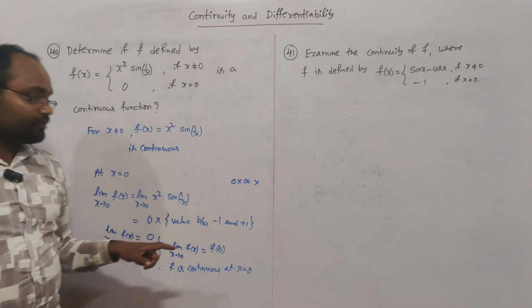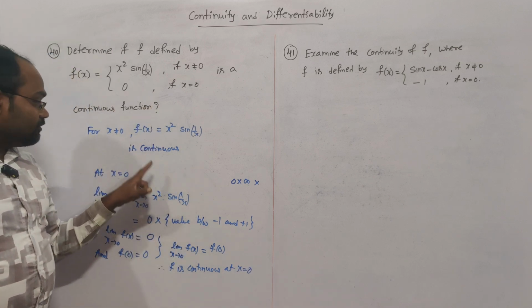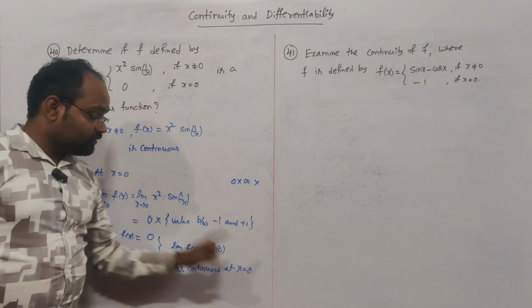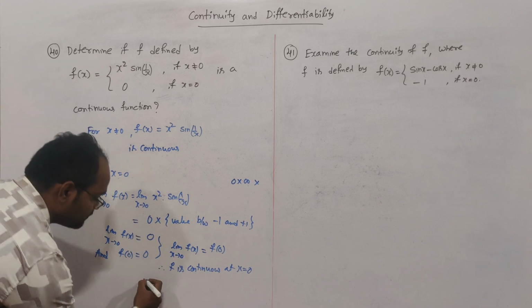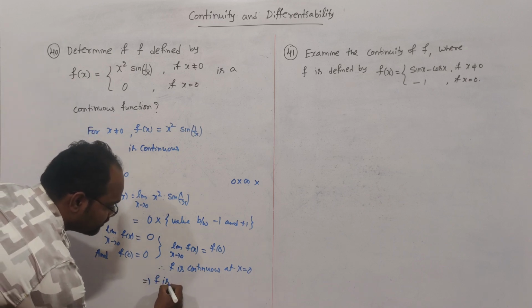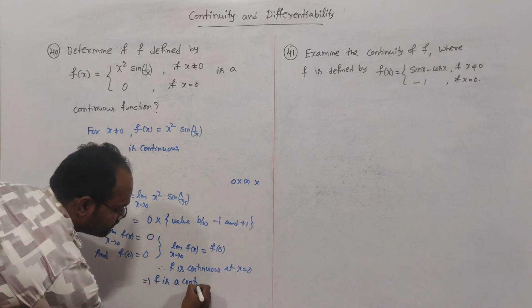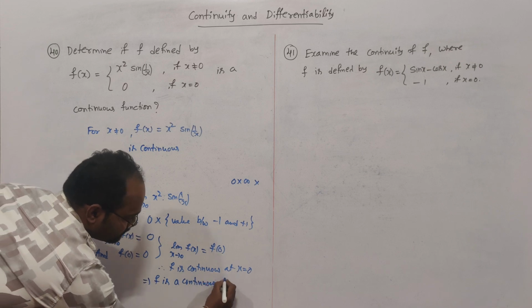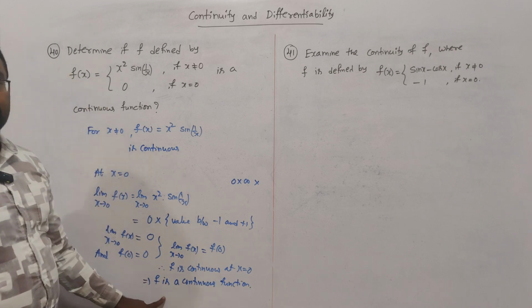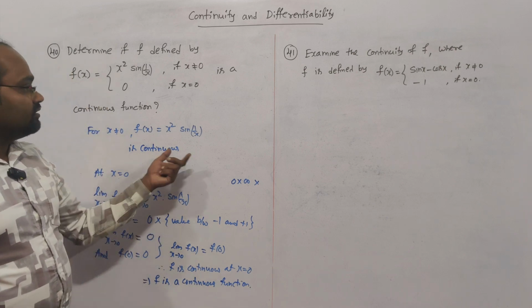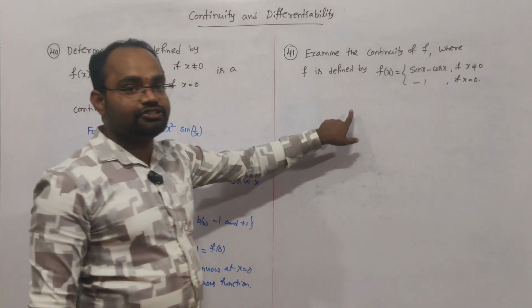f is continuous at x equal to 0. It is continuous for x not equal to 0, and continuous for x equal to 0. Therefore everywhere it is continuous. So this implies f is a continuous function. Simple, right? In the same way, let us check this.